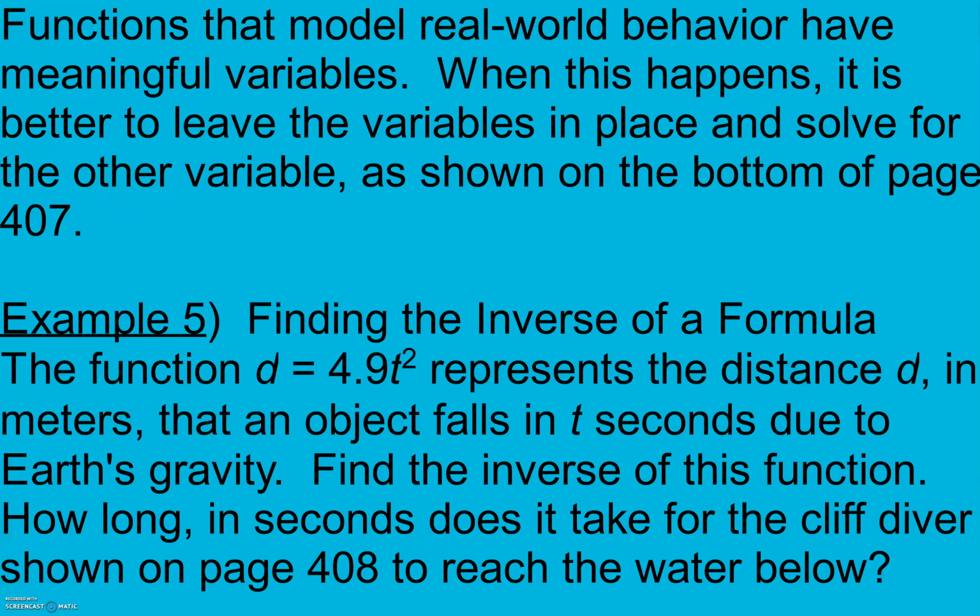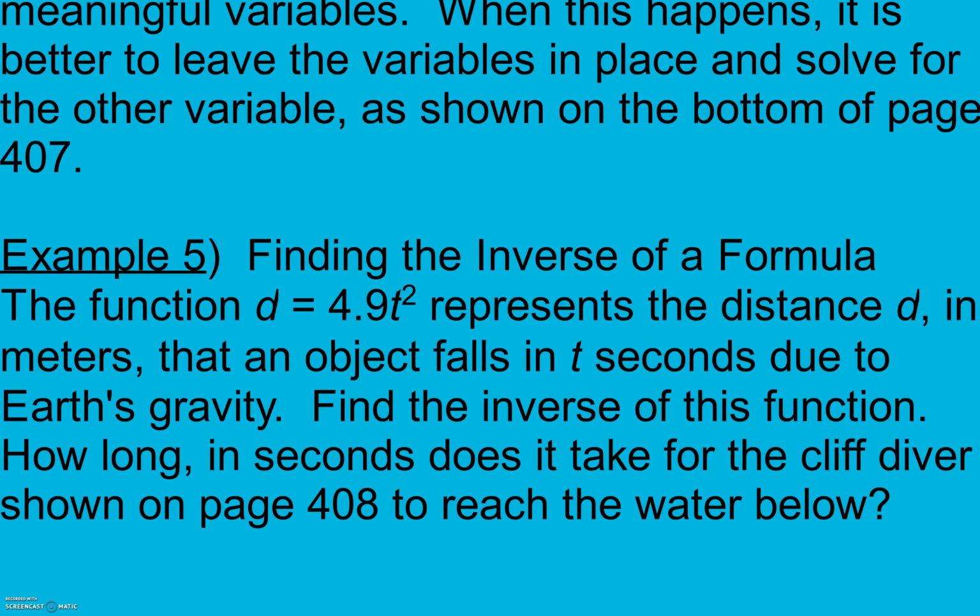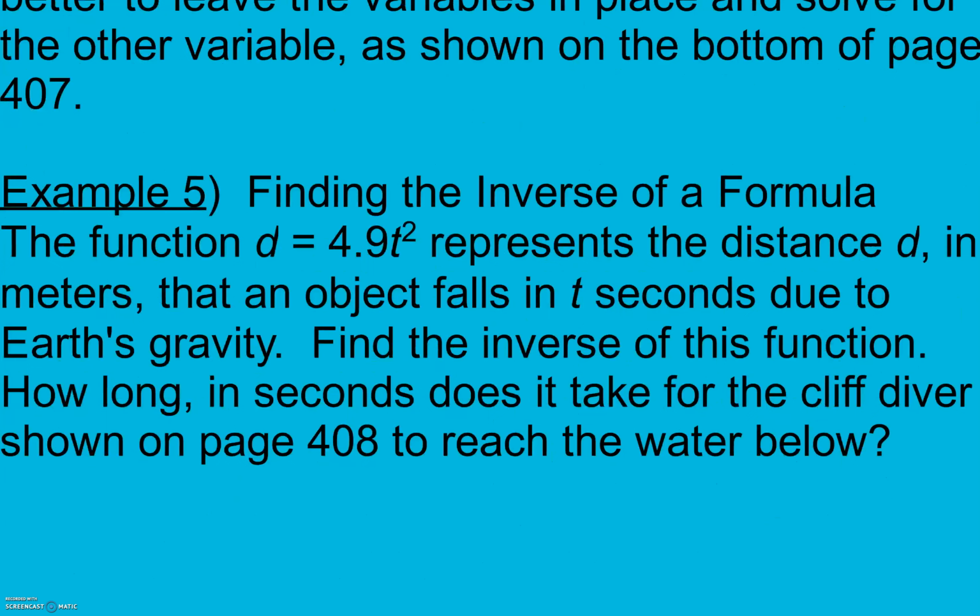Functions that model real-world behaviors have meaningful variables. When this happens, it's better to leave the variables in place and solve for the other variables, as shown on the bottom of page 407. So when we're talking about specific things like distance and time, it's easier to solve for the variable than it is to swap them around. It helps us make sure that we're talking about the right things still. So we're plugging the right variables into the right places. We're still talking about time or distance or whatever it happens to be.